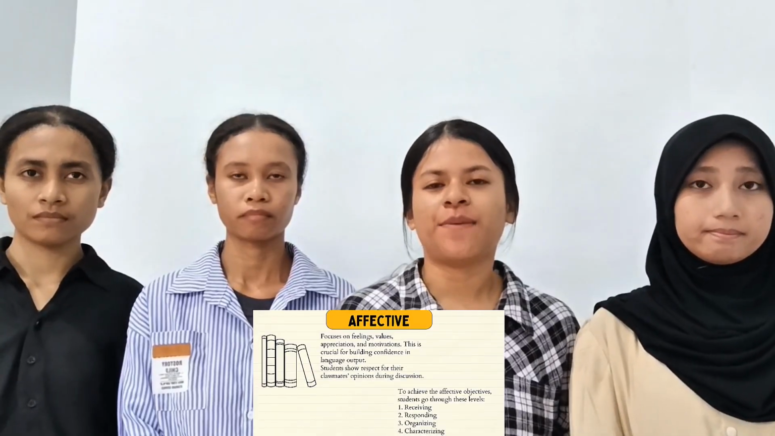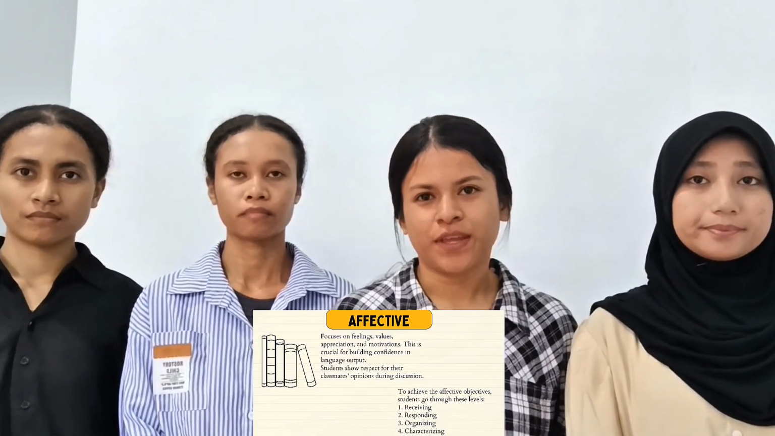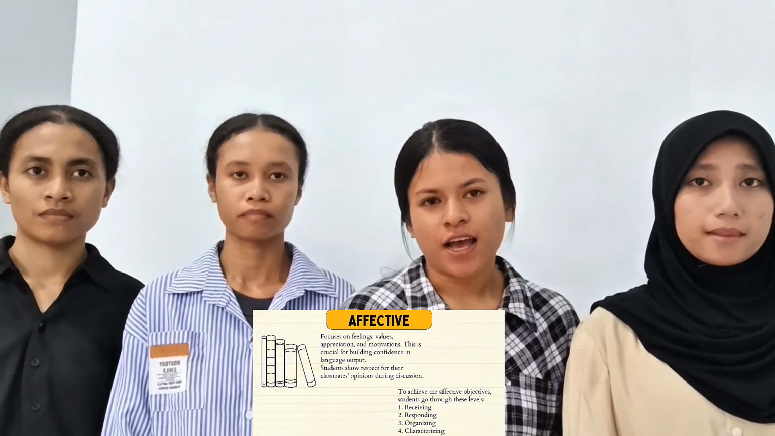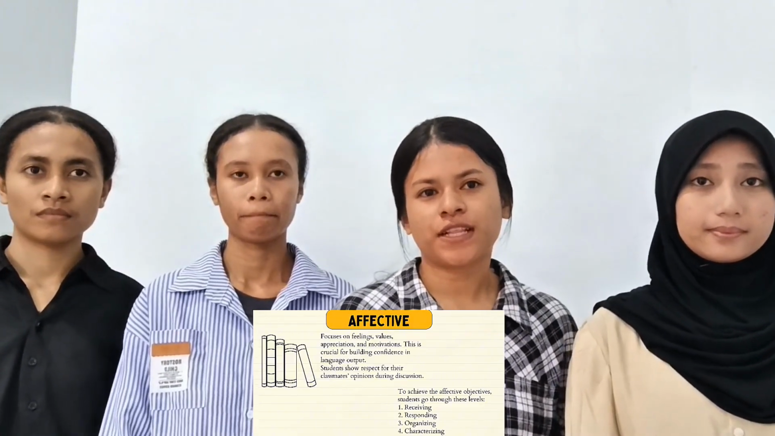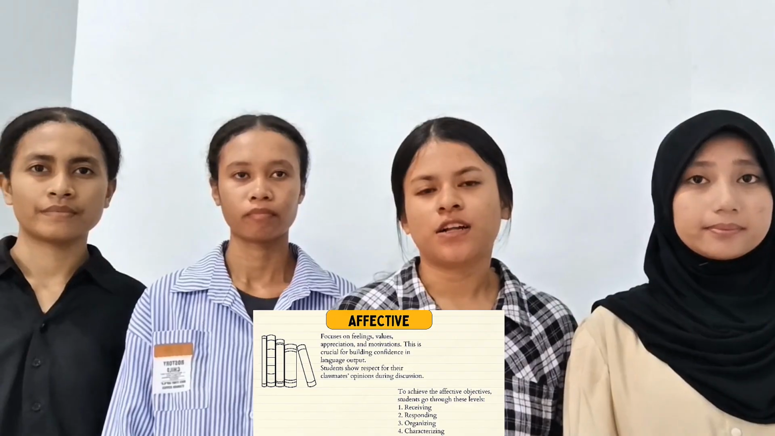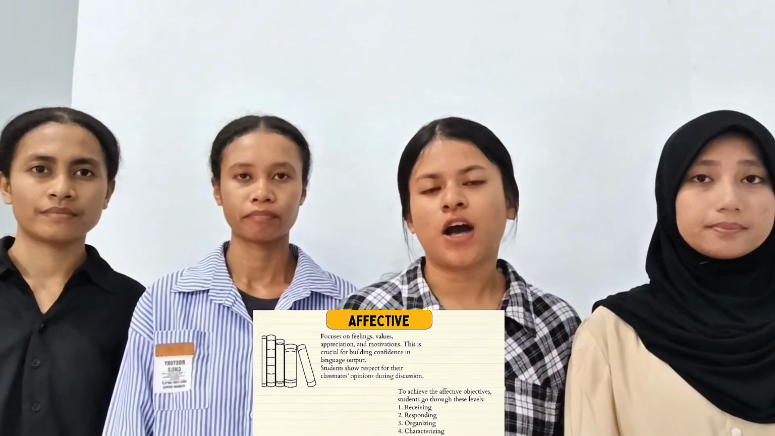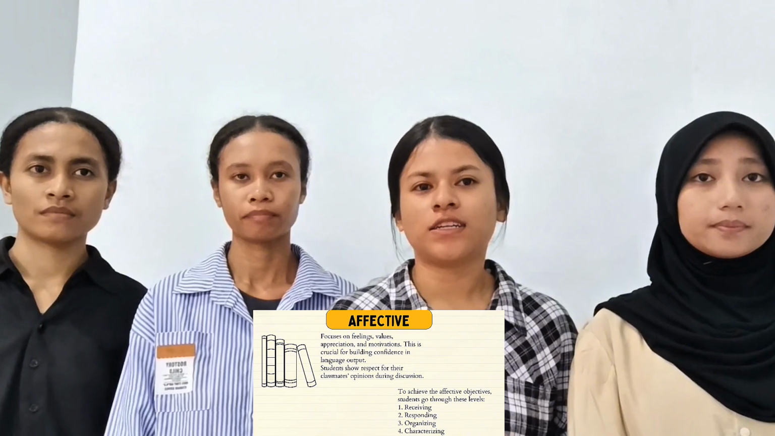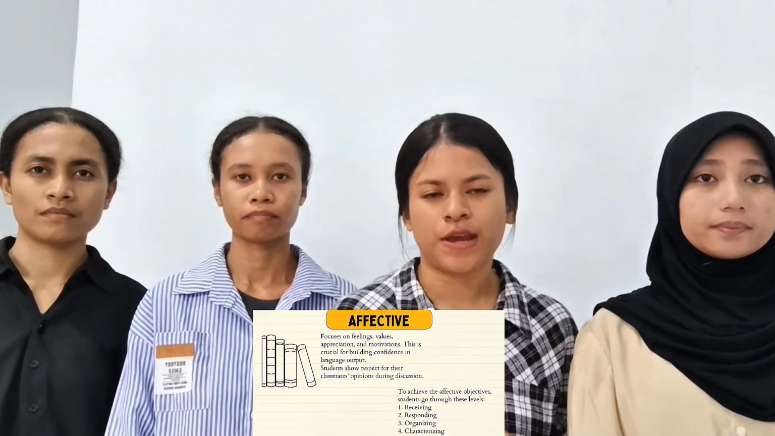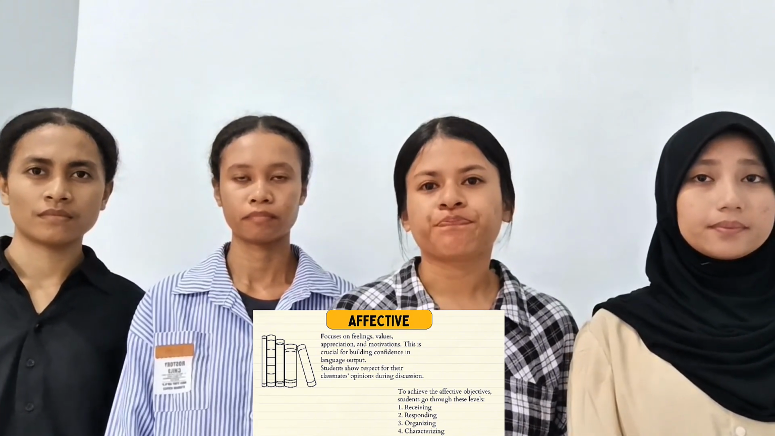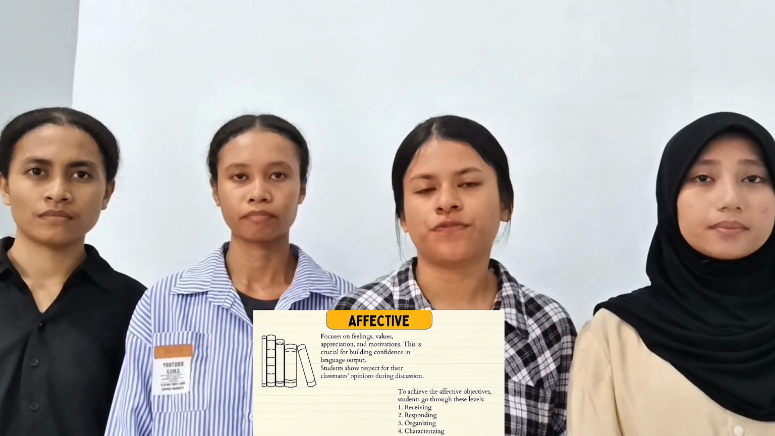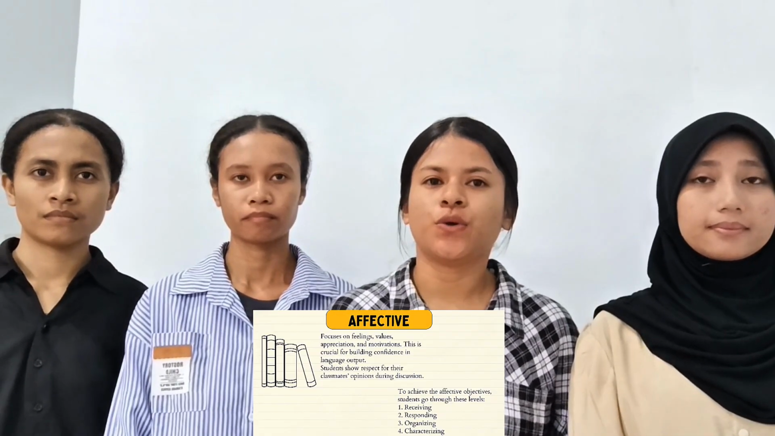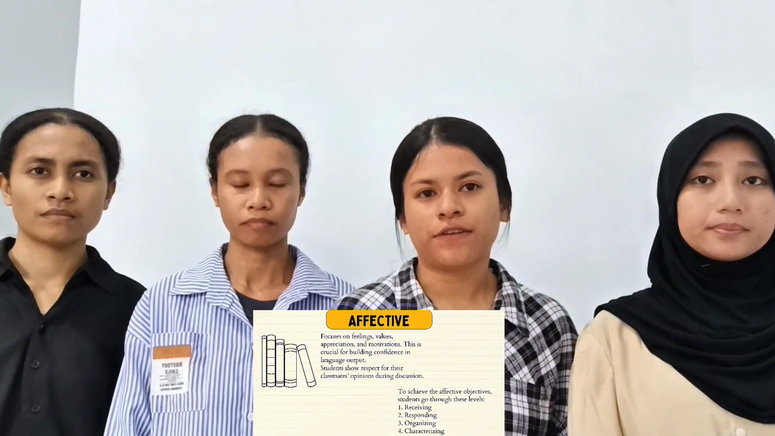The affective domain is about the heart of the student. Simply put, the affective domain deals with students' attitudes, values, feelings, and interests during the learning process. It focuses on how students respond to what they are learning with positive emotion and good behavior. To achieve the goals of this domain, students usually go through 5 levels.